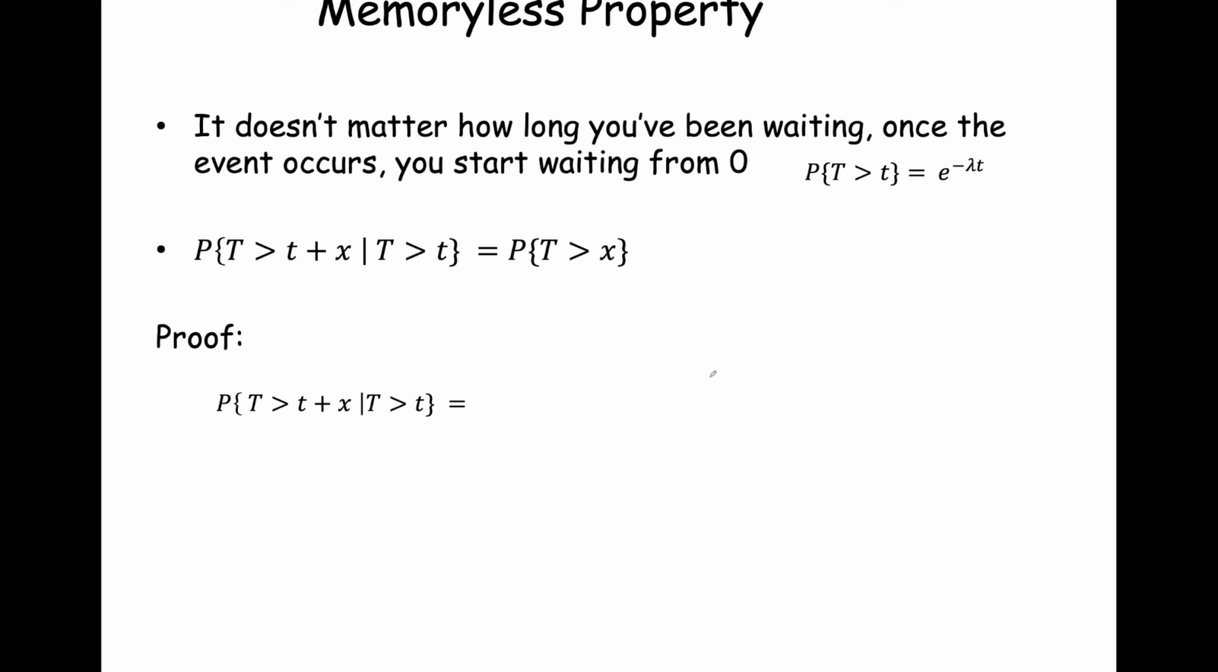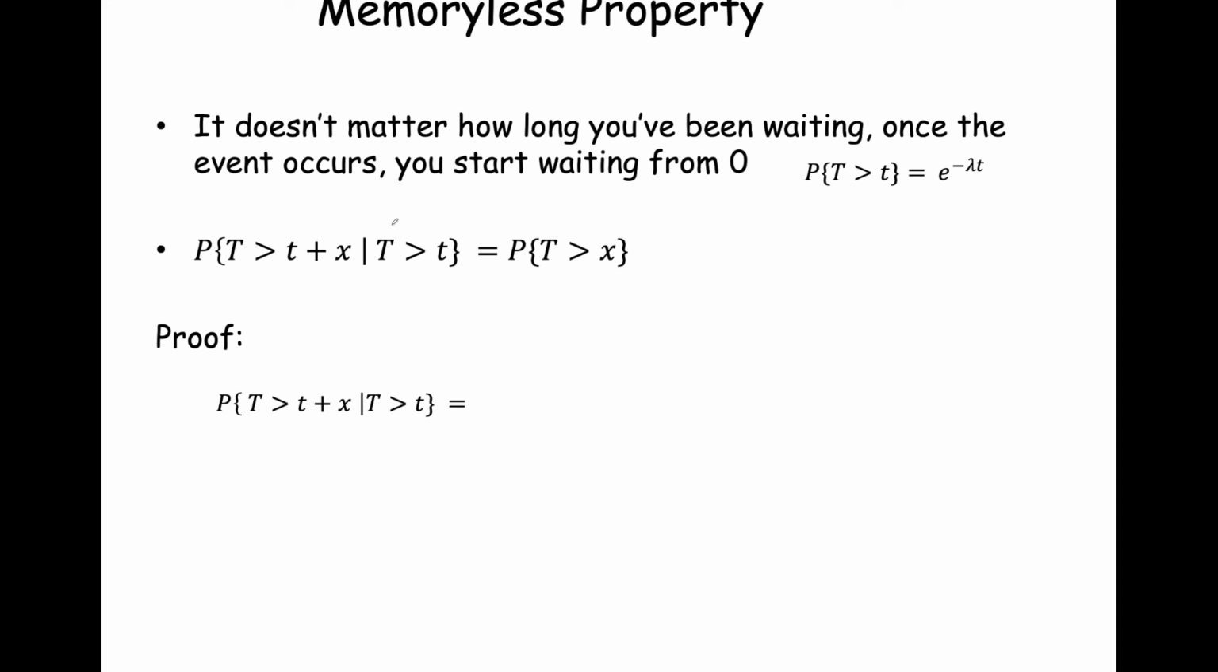You reset the clock. And so what this says is the probability that t, the amount of time you wait, is greater than little t, some value, is equal to e to the minus lambda t. So the memoryless property says the probability of the time you wait being greater than t plus some extra amount x, given that the time you wait is greater than t, is equal to the probability of the time you wait being greater than x.